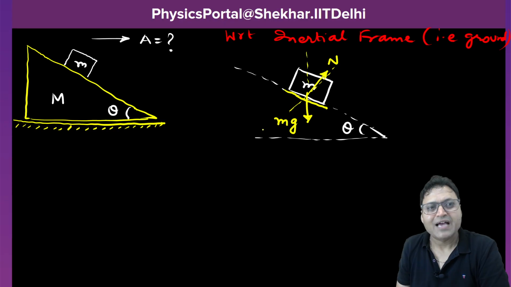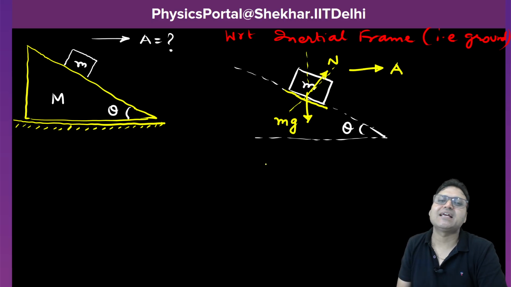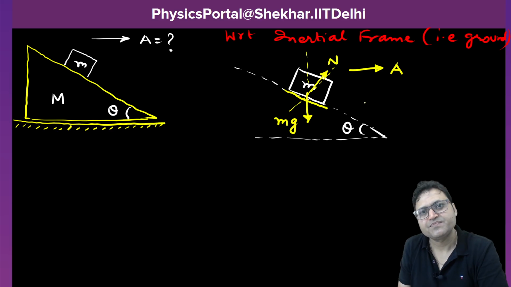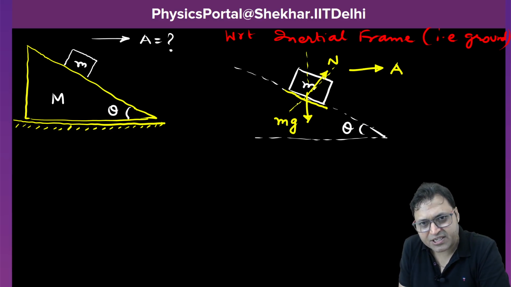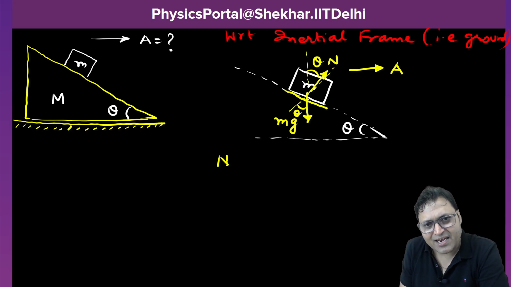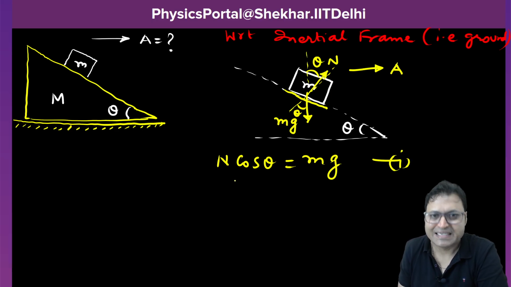So these are the forces, and with respect to ground, the block should also move with the same acceleration a as that of the wedge, so that there is no relative motion between the wedge and the block. Now the angle of inclination is theta, so this angle will also be theta. There is no acceleration in the vertical direction and the only acceleration is in the horizontal direction. So if we apply Newton's second law, n cos theta should be equal to mg, equation 1. In the vertical direction there is no acceleration, so the net force must be 0, and the upward force must be equal to the downward force.